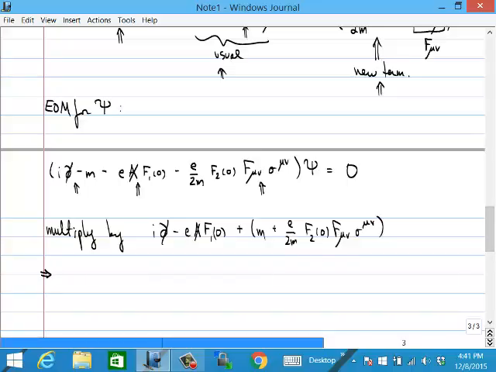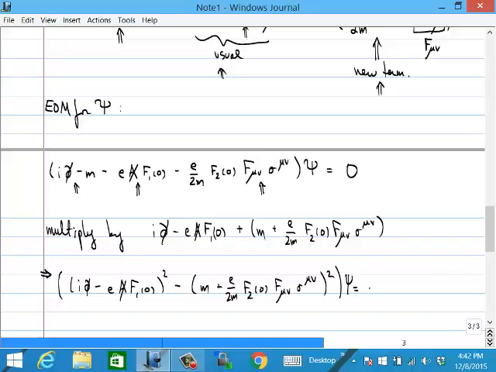Okay? So just like if you take a complex number and multiply it by its complex conjugate, where you change the sign of the i, you get the sum of the real part squared plus the imaginary part squared. Here we get i d-slash minus e A-slash F1 of 0 squared, minus that second quantity squared, m plus e over 2m F2 of 0 F mu nu sigma mu nu quantity squared, all acting on psi is equal to 0.